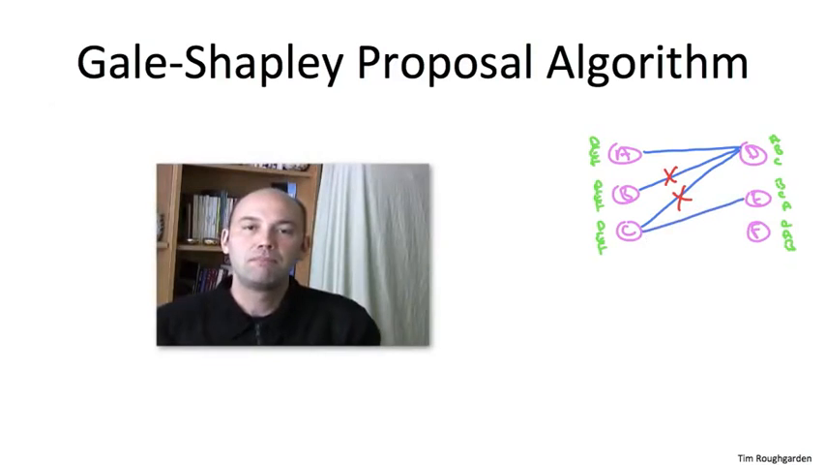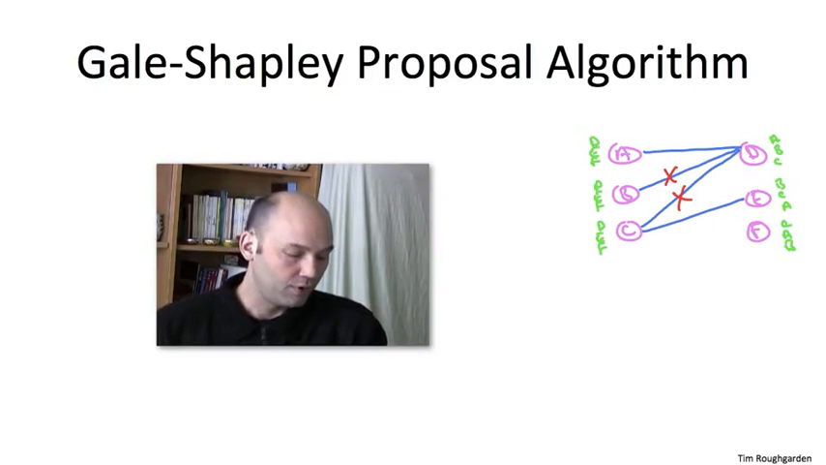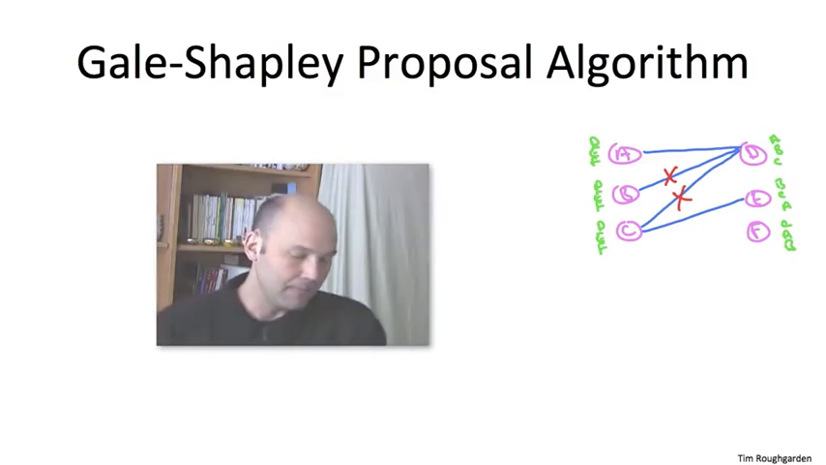But now, once B gets a chance, B will also propose next to E. That's B's next favorite, and he's already been rejected by D. And E prefers B to C, so we will replace the edge between C and E with the edge between B and E.